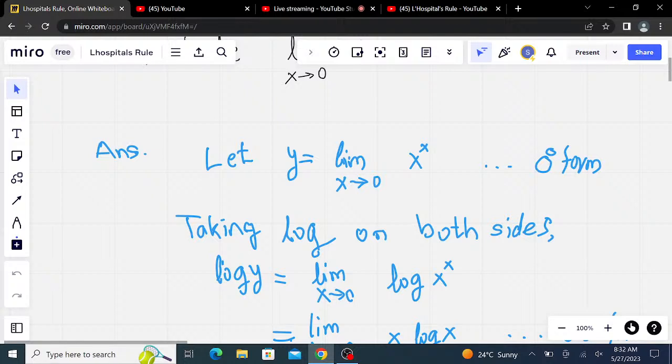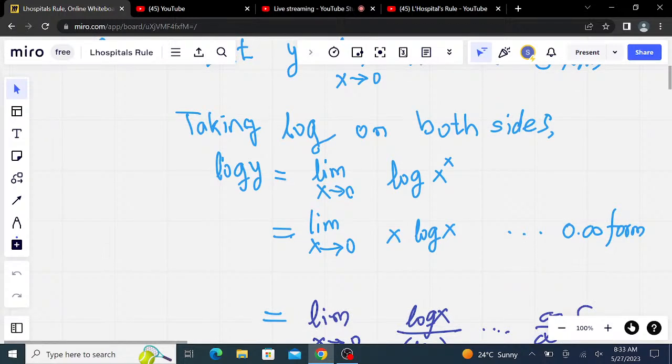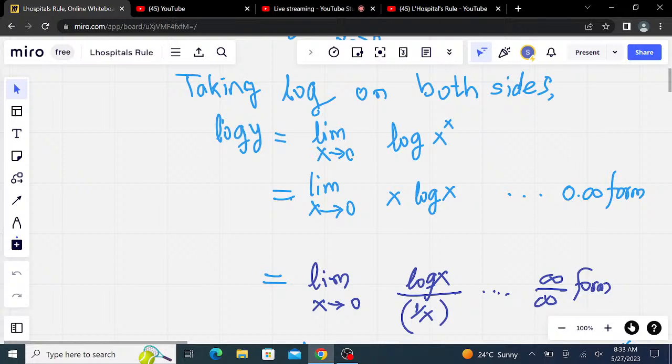By the properties of logarithm, this index x comes down as a coefficient. So we are getting this as limit x tends to 0 of x log x. Now x is 0 and at 0 log is not defined. So it is of the form 0 into infinity. Now this x we can get down so that we can use L'Hopital's rule. So we take this x down as 1 by x in the denominator, the reciprocal. So limit x tends to 0 of log x upon 1 by x. Now we observe this is of the form infinity upon infinity. We have two forms, either 0 by 0 or infinity by infinity. So this is infinity by infinity form.